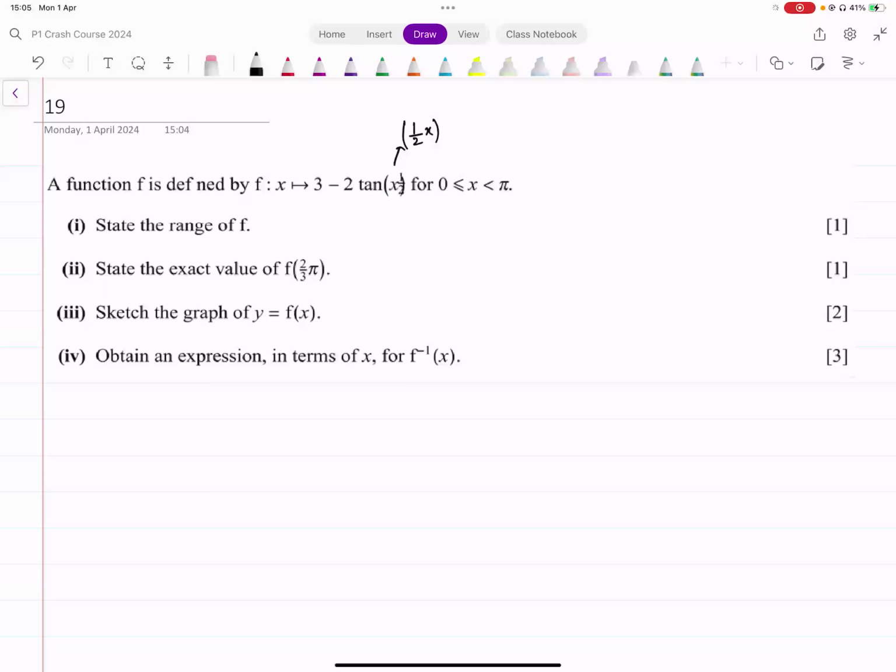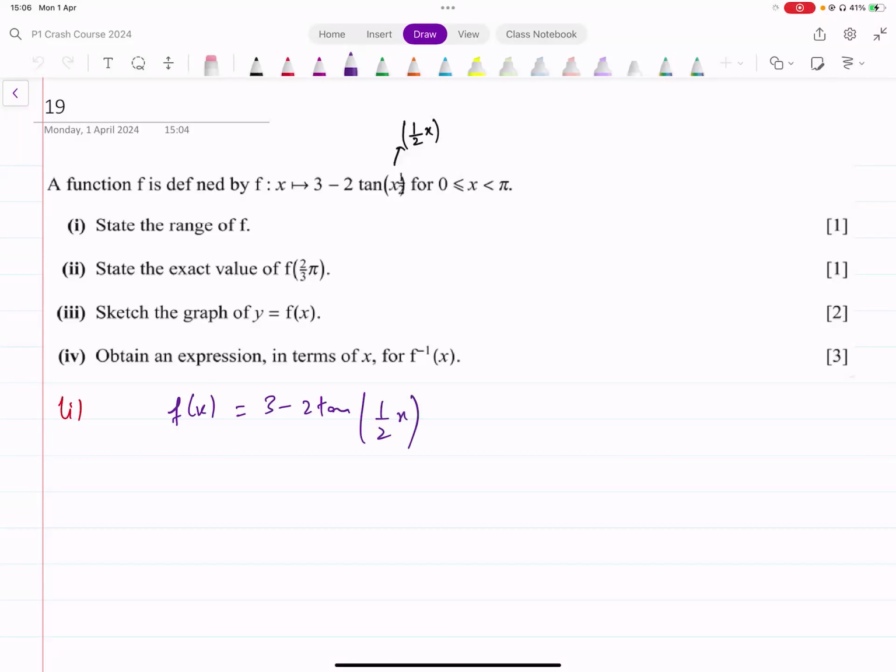It says a function f is defined by f of x equals 3 minus 2 tan of half x for x between 0 and pi. We need to state the range of f. So we need to find the range of this function now. f of x equals 3 minus 2 into tan of half x. Now, how do you find the range of this function now? From 0 to pi.